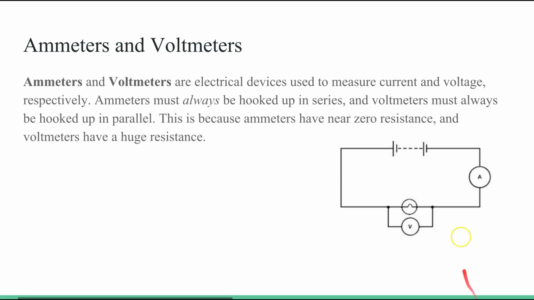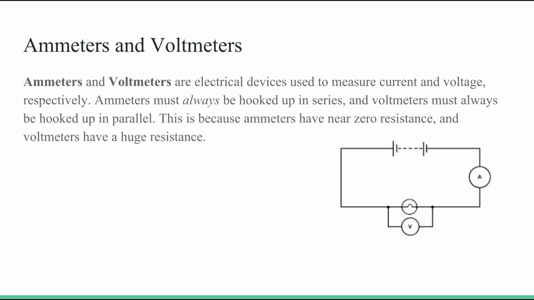So since the voltmeter is a huge resistance, near none of the current will want to go through the voltmeter, okay? So the current will mostly go through here, giving you an accurate reading of the voltage drop across your component, okay? And voltmeters cannot be hooked in series, because if you want to find the voltage drop, you can't really find the voltage drop through a component.